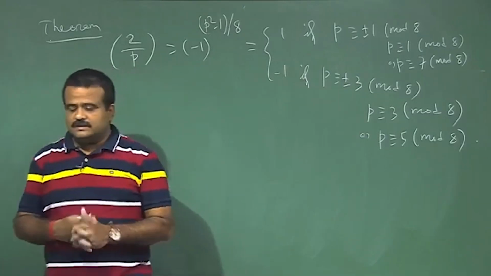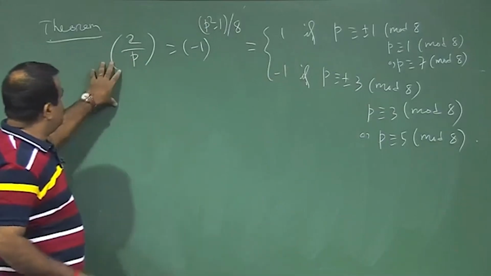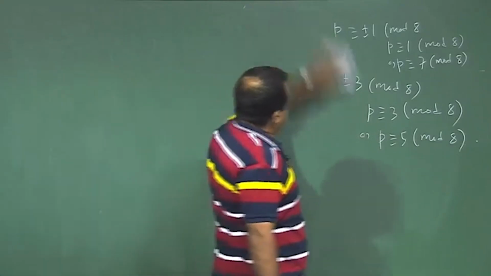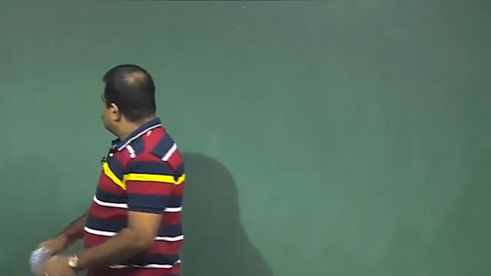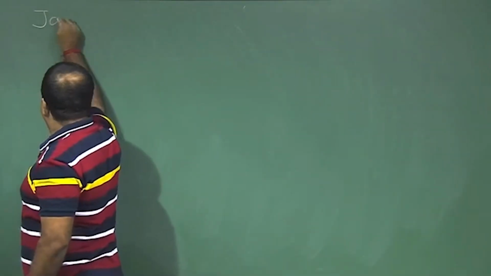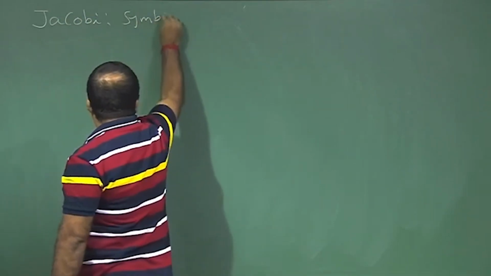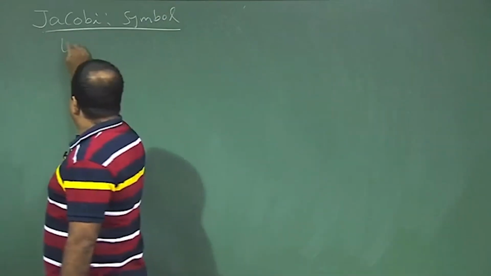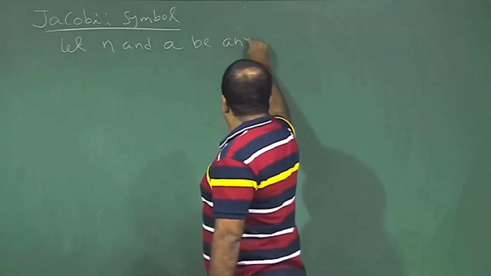It is a generalization of the Legendre symbol, where so far we have assumed P is prime. Now, what happens if P is not a prime, how do we define this symbol? That is called the Jacobi symbol. This is defined for any integer n. So, let n and a be any integers.